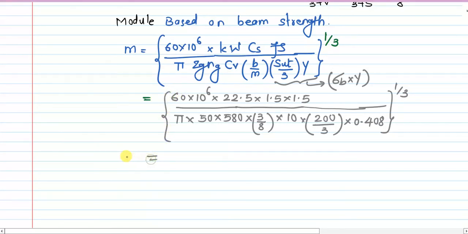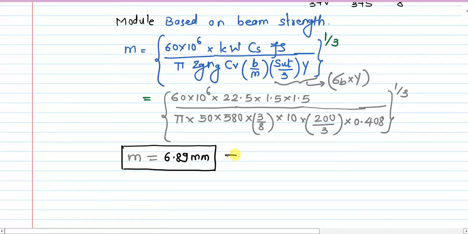So I will suggest you calculate this properly in your calculator by yourself. Don't just rely on the given answer. So the value comes out to be about 6.85. In my calculator, it is coming out to be 6.89 mm. Some difference in the decimal place can be tolerated. So this is an arbitrary value. So we will go for the next preferred value of the module, and that value will be equal to, so M will be equal to 7 mm.